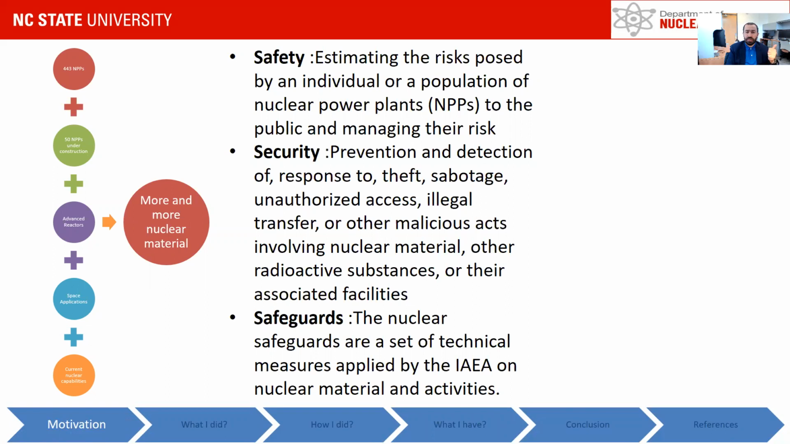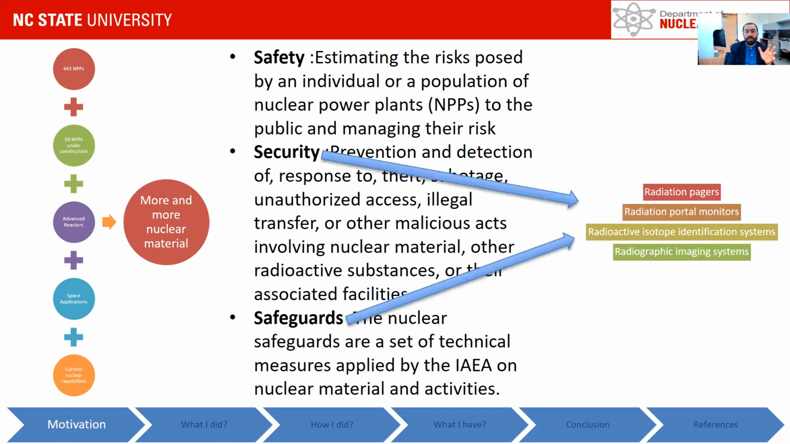These are all related with safety, security, and safeguards, the 3S in the nuclear industry. Safety focuses on protecting the environment and people. Security is focused on protecting the nuclear materials themselves. The safeguard is the mechanism that counts each nuclear material and makes sure that each of them is in use in a peaceful way. So for special security and safeguard applications, we currently have methods like radiation pagers, portal monitors, isotope identification systems, and radioactive imaging systems.